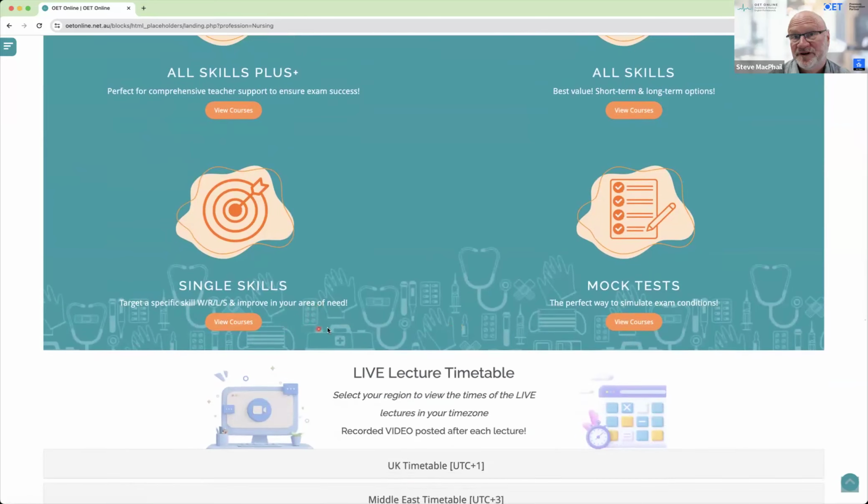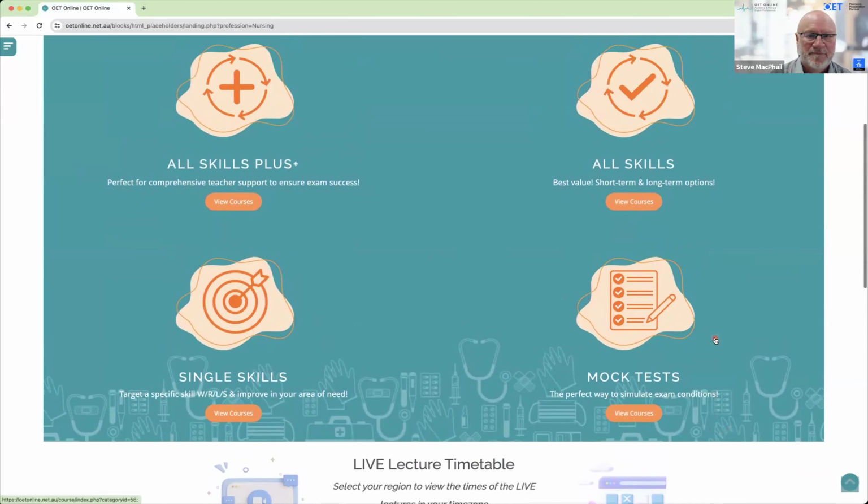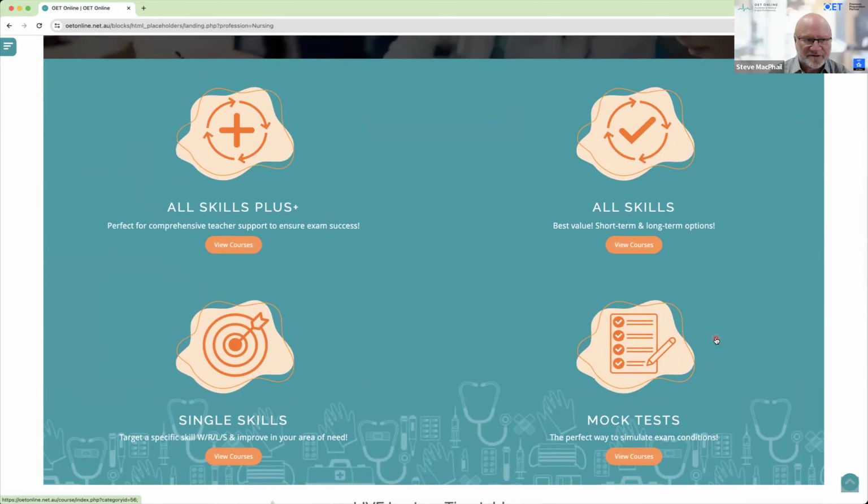If you pass 3 skills or 2 skills even, and you have 1 or 2 to go, check out our single skill options. And lastly, if you have an exam coming up and you want to do a mock test to simulate exam conditions, we offer that too. So you can find all of this on our page, everyone.